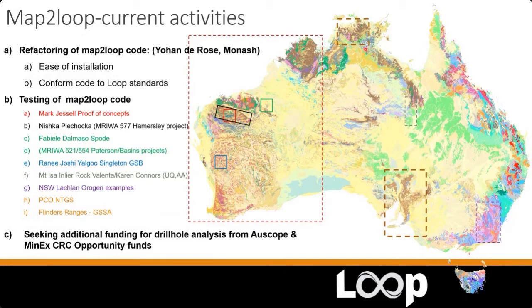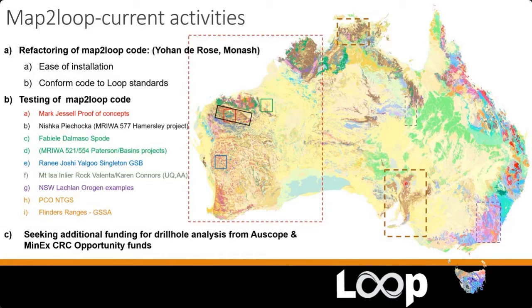We've also linked the NTGS database with map-to-loop. Also, through MinEx CRC again, we're looking at the southern extension of the Mount Isa layer in Queensland. And there is a database linked in New South Wales to look at the Macquarie Arc, I guess. And in South Australia, so this is the example I'm going to show you, we actually haven't linked databases, but this is work in progress.